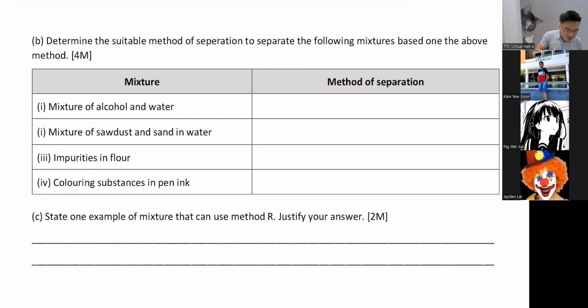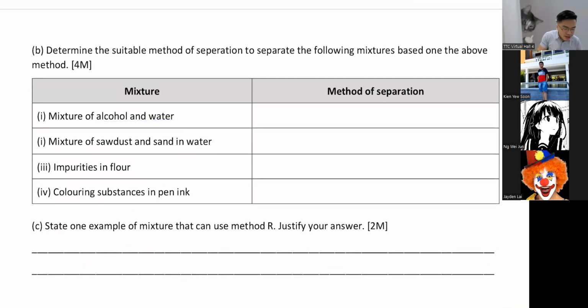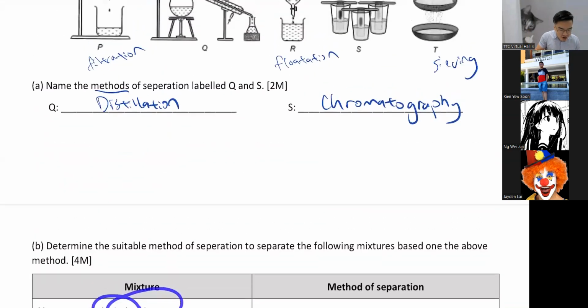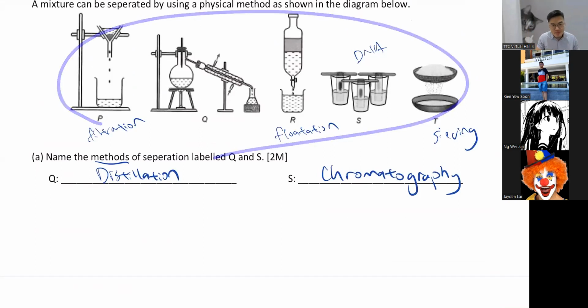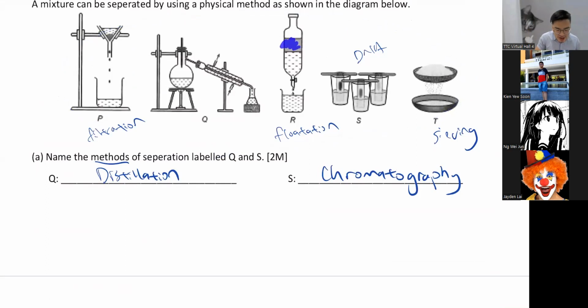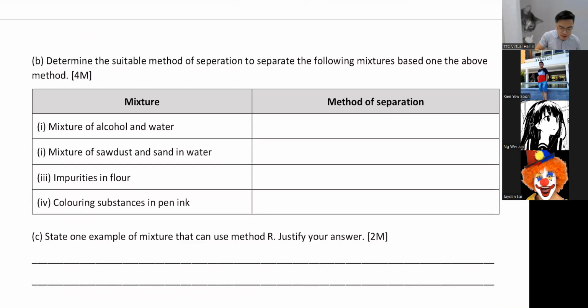So anyway, let's look at the suitable method for separation. How do you separate alcohol and water? You have to ask yourself: can they mix together? Yes, they can. Can alcohol float on water? No, it can't. So the best method to use is Q, distillation. You can only use distillation. Why? Because alcohol and water can mix.